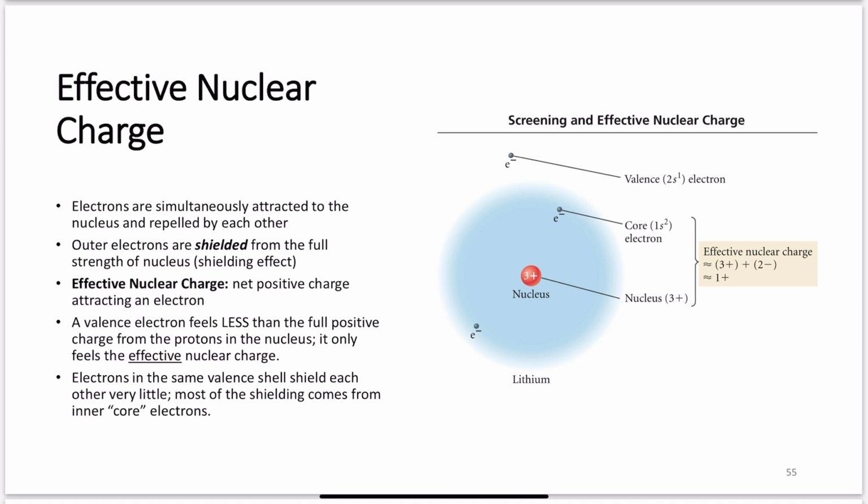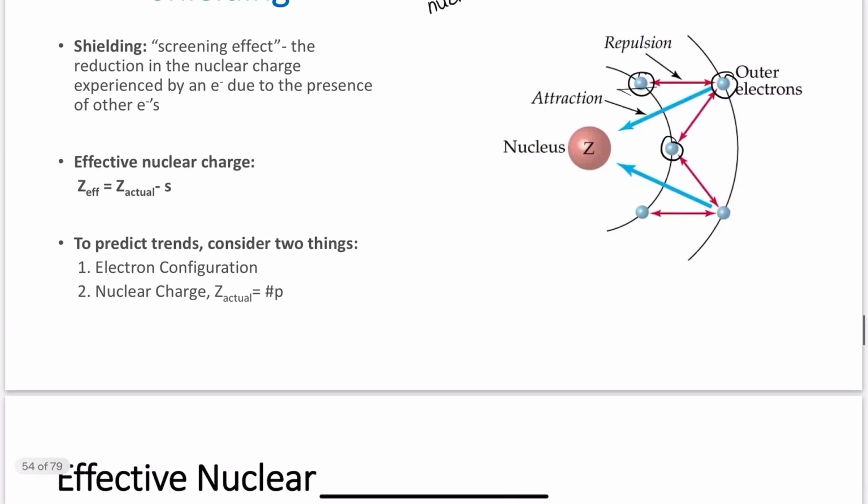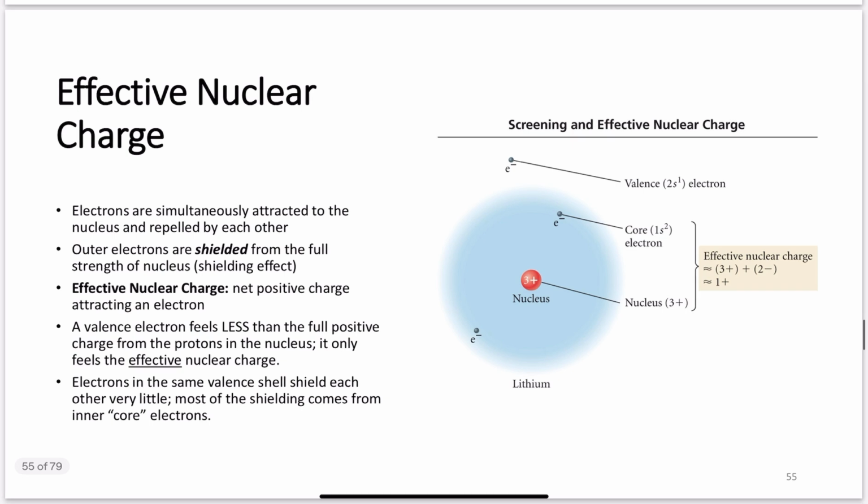The electrons, let me back up one slide quick. The electrons here that are next to each other do repel each other a little bit, but not as much as the ones that are fully blocking another electron. The repulsion here is a lot stronger than the repulsion here. So outer electrons are shielded from the full strength of the nucleus. Again, that's called your shielding effect, and it leads to your effective nuclear charge. The effective nuclear charge is the net positive charge that's attracting an electron.